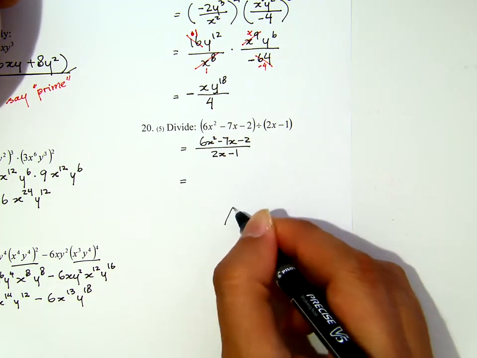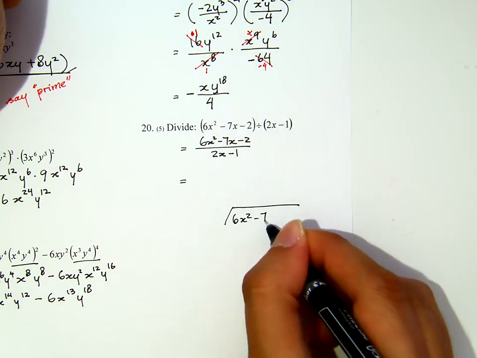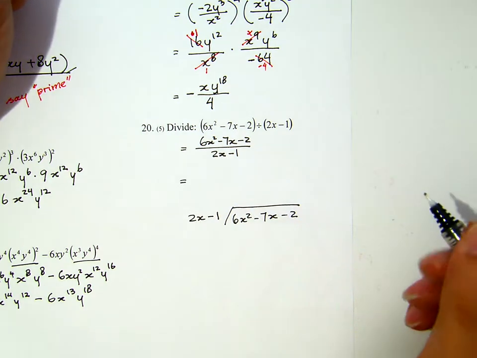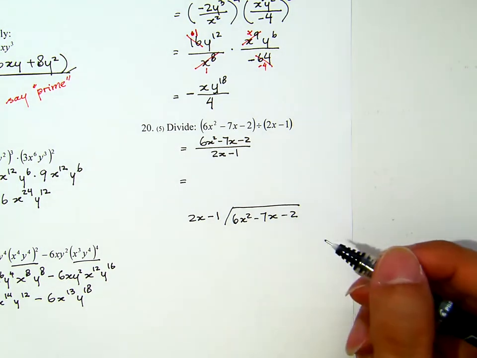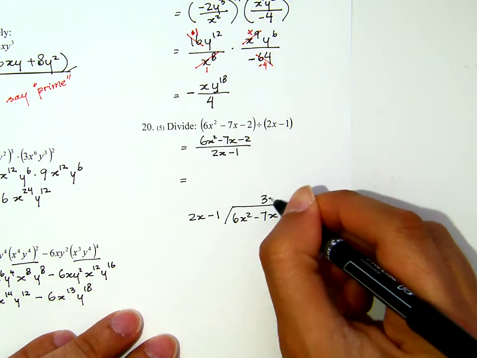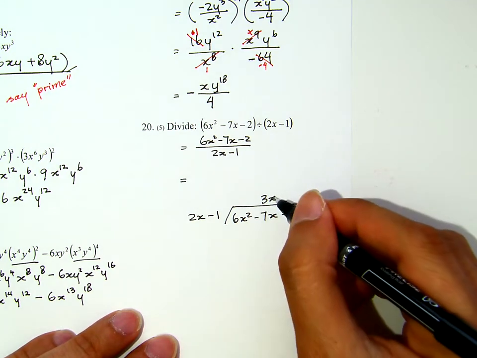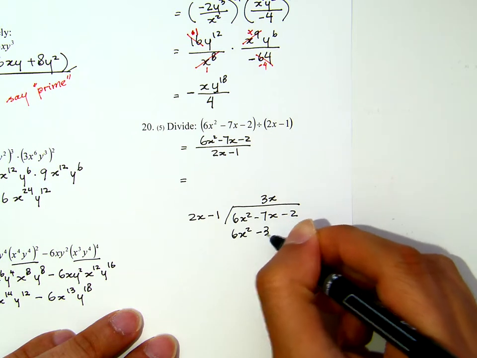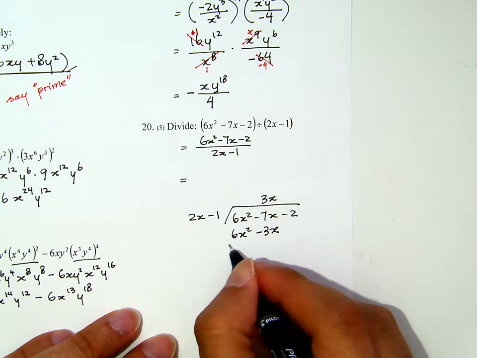Let me do it below here. 6x squared minus 7x minus 2 divided by 2x minus 1. Now, 2x goes to 6x squared how many times? 3x, right? 2x times 3x gives me 6x squared. When I multiply by 3x, I will get 6x squared minus 3x. Okay? And then I will subtract.